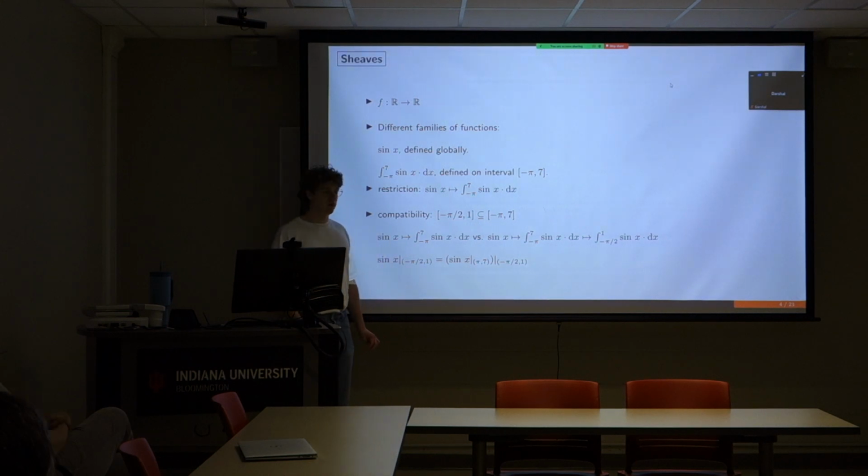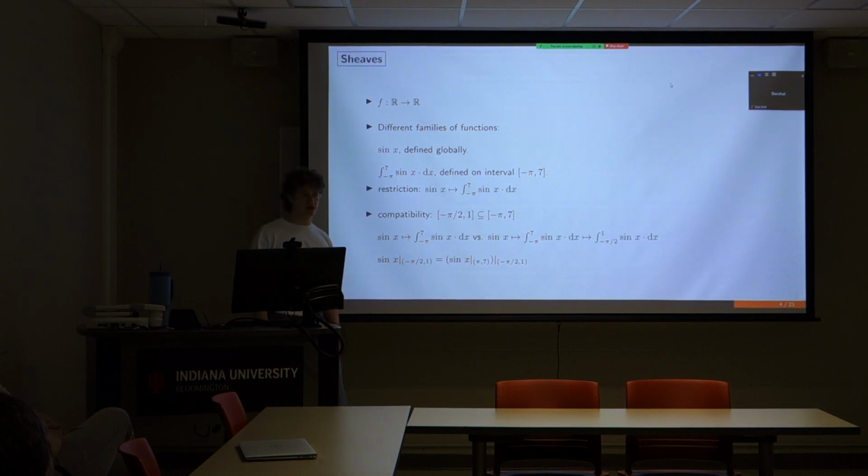So as I've mentioned before, the categorical framework will be constructed using sheaves. Let's first see what sheaves are, and I will do this by showing you an example. So let's consider all functions that are defined from the real numbers to the real numbers. We can look at functions that are defined from the entirety of the real numbers, for instance, sin of x.